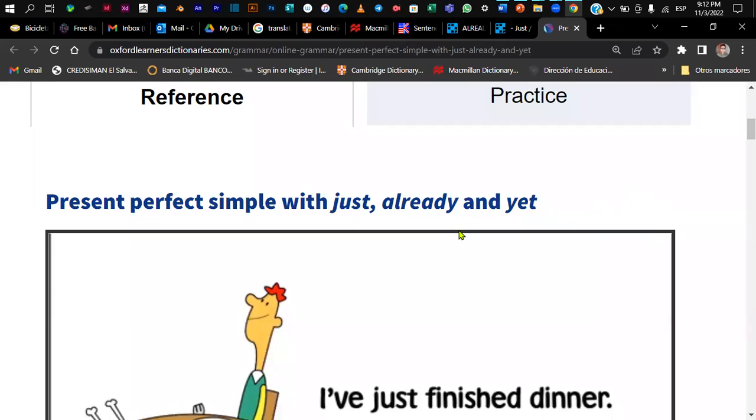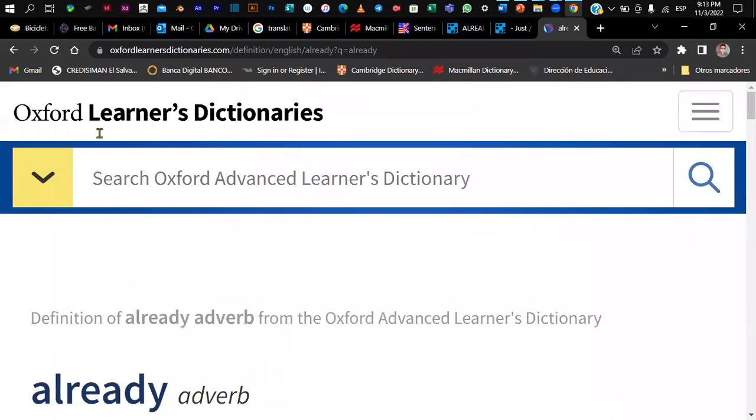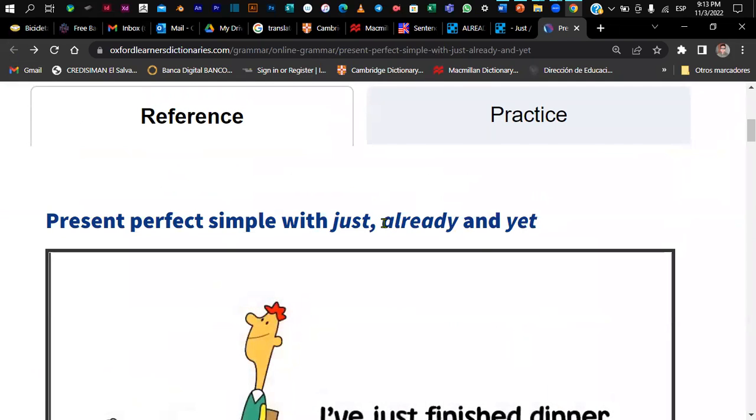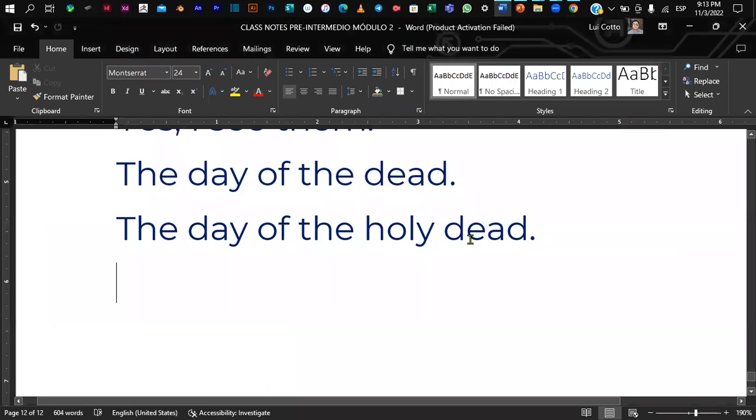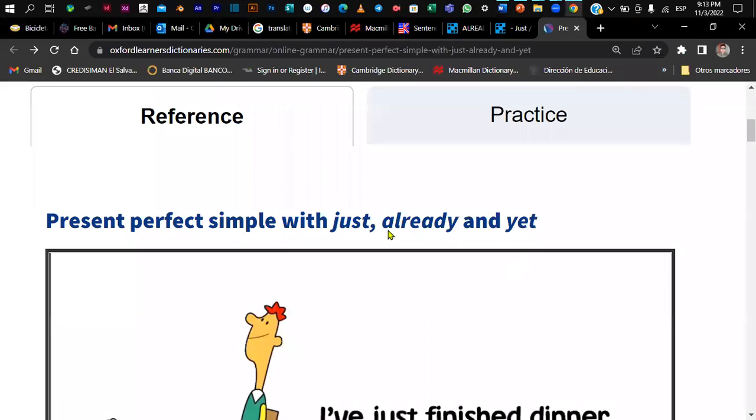But already? What is the meaning of already? Ideas? Similar to yet. Ya, you said? Yep. Correct. That is the meaning. Ya, done. In other words, it is done. Hecho, ya. Finished, done, etc. That is the meaning of already. Correct? And just? The meaning of just?